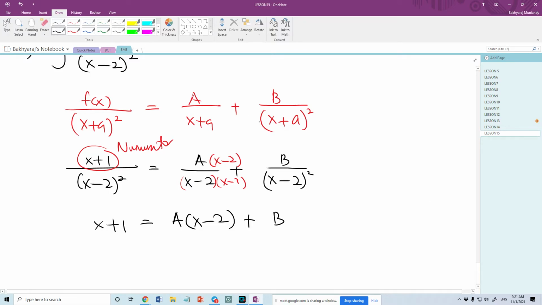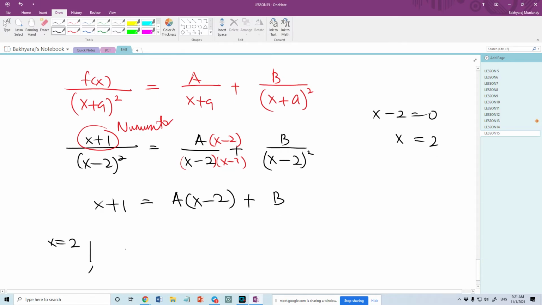So x plus 2, x minus 2, right? X minus 2 equals to 0. So maksudnya x mesti kena jadi 2 lah. Saya ganti x equals to 2. So x equals to 2, I get, 2 plus 1 equal a, 2 minus 2 plus b.